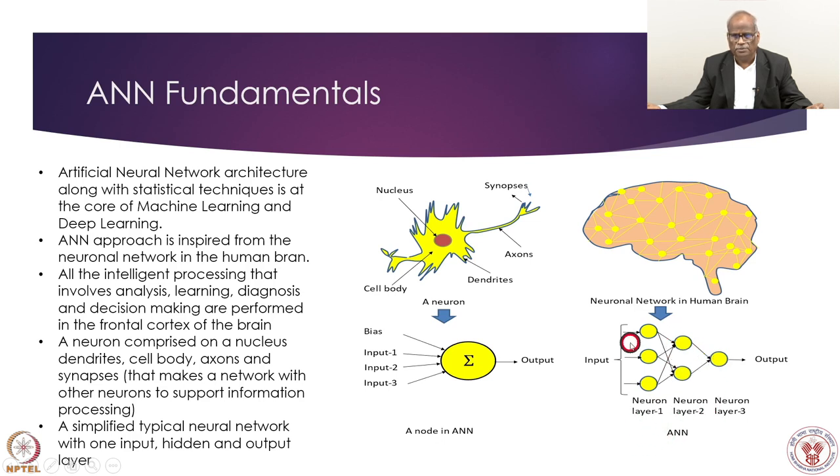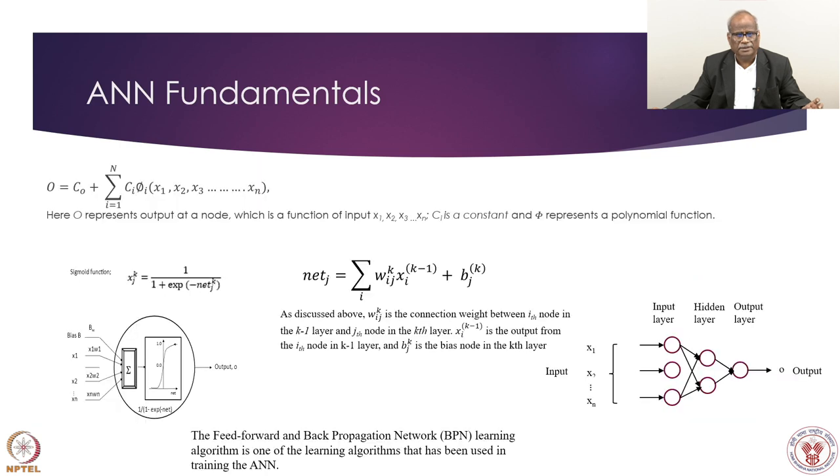So the number of neurons: 3, 2, and 1. Sorry, this is just opposite, it is 3 here and 1 here, that is, the output is going through one neuron. So having got this background on the fundamentals of ANN, let us see how the processing actually happens at the mathematical level, what actually happens.